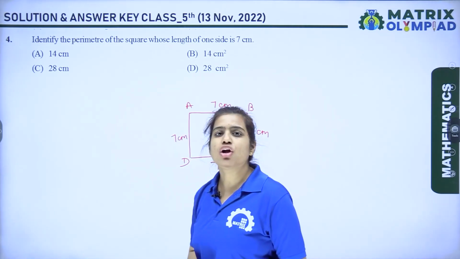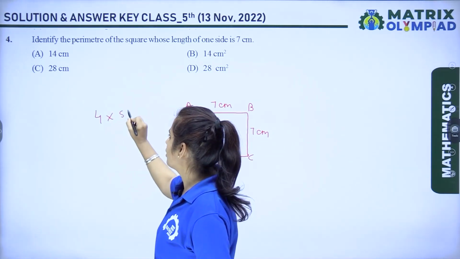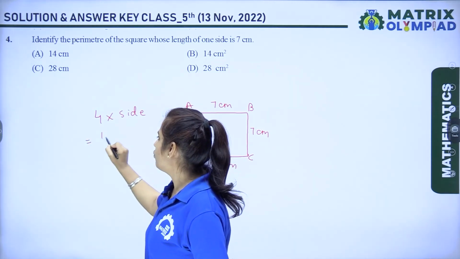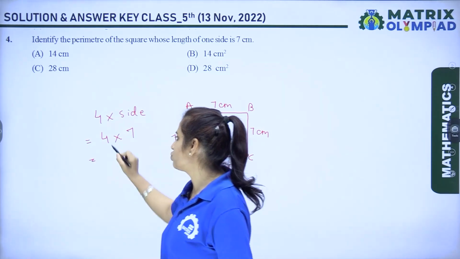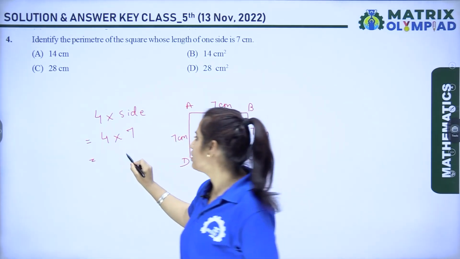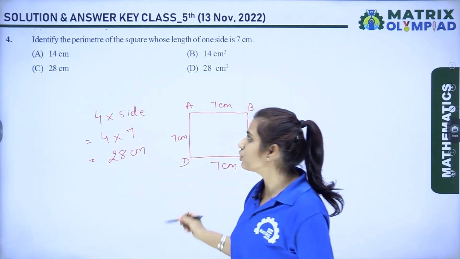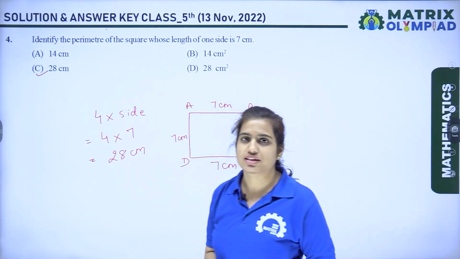So the perimeter of a square is 4 multiplied by side. This is the formula of perimeter of a square. Now we will put the value of side, that is 7 centimeter. So 4 multiplied by 7 gives us 28 centimeter. So according to the question, we can say that option C is the correct answer.